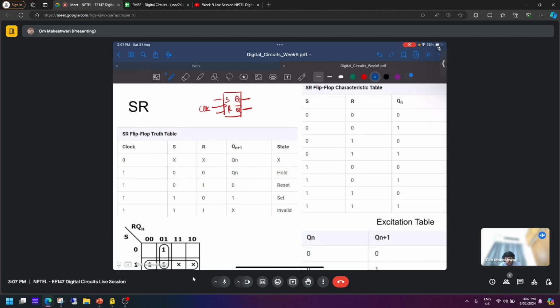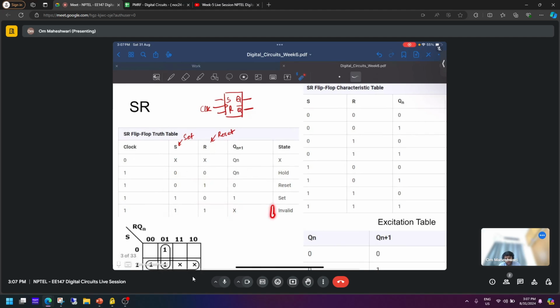So if you see this S and R, what does it mean? It means set and reset. When reset is 1, that means your flip-flop must reset. That means your output is going to 0. So in this case, when reset is 1, your output is 0. Similarly, in the other case, when your set is 1, your output is 1. And when both set and reset are 1 together, this condition is not used in this flip-flop. This is an invalid condition.